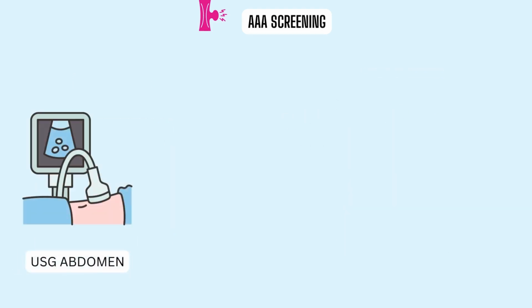Abdominal USG is considered the screening modality of choice for abdominal aortic aneurysms because of its high sensitivity of 95% to 100% and a specificity of nearly 100%, as well as its safety and relatively low cost.